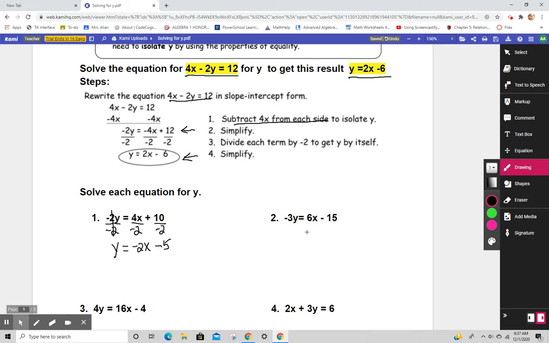All right, so the next one is just like the first one. We just need to divide through by -3 to solve for y. So divide this term by -3, this term by -3, and this term by -3. And we'll end up with y equals 6 divided by -3 is -2x. And -15 divided by -3, that's going to be +5.